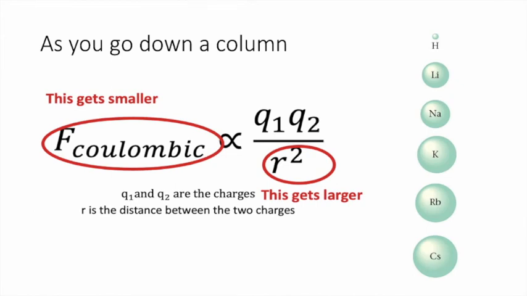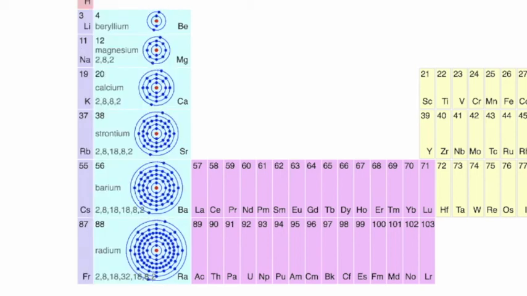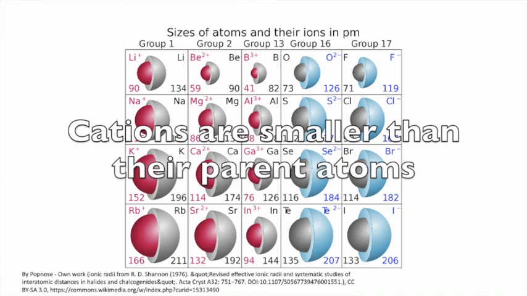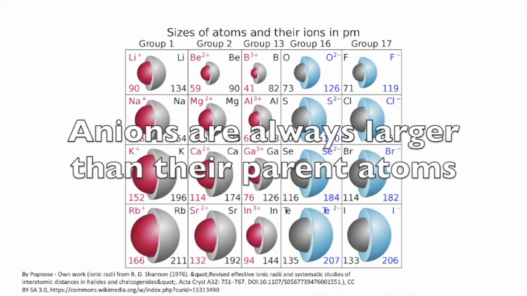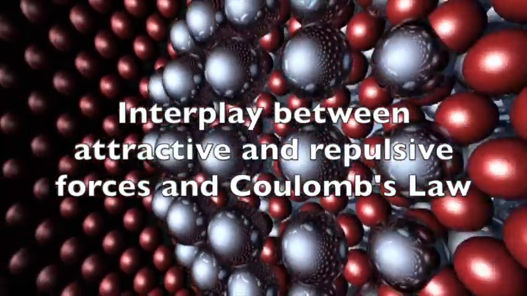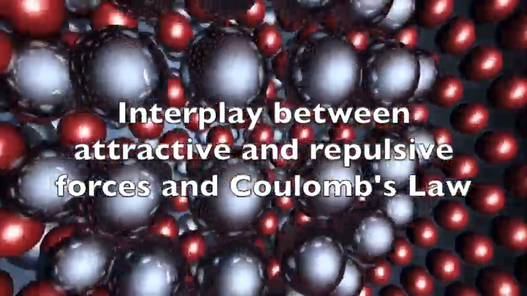Radii get larger as you go from top to bottom because of increasing distance of the valence electrons from the nucleus as you add more principal energy levels or electron shells. We also talked about ionic radii, how the radius of a cation is always smaller than the radius of its parent atom, and the radius of an anion is always larger than the radius of its parent atom. And this all has to do with the interplay of attractive and repulsive forces and Coulomb's law.